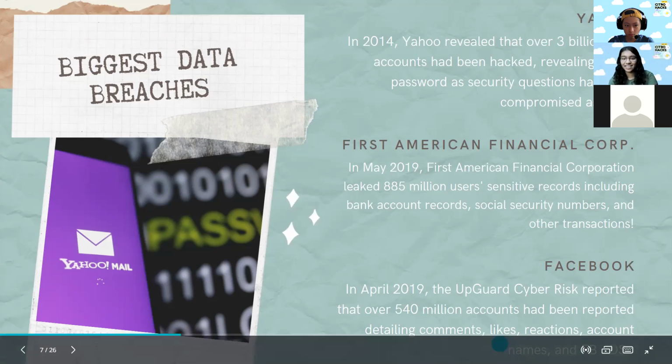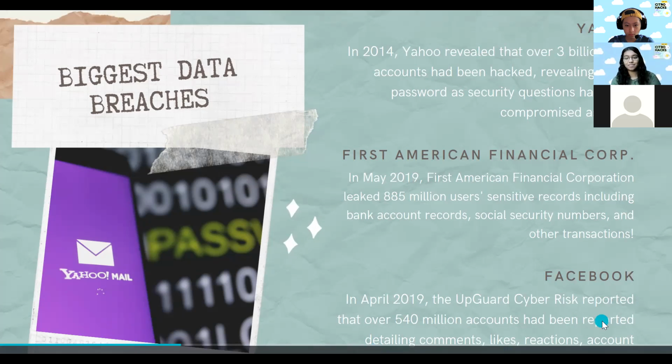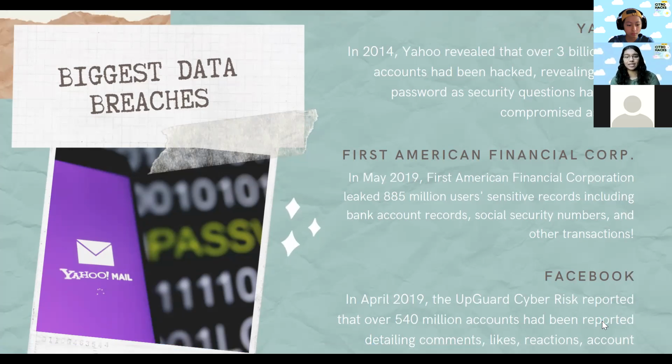And finally, in April 2019, Facebook actually also got hacked, because the UpGuard cyber risk report said that over 540 million accounts had been recorded, giving information about their likes, comments, reactions, and account holdings. So overall, it's really scary to see how much information a hacker could get from your account based upon all these different kinds of factors.